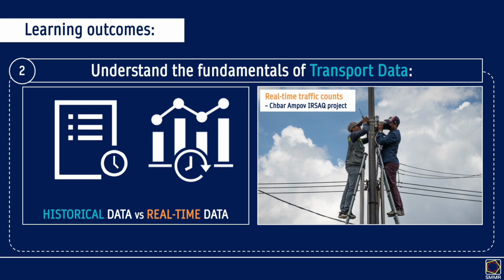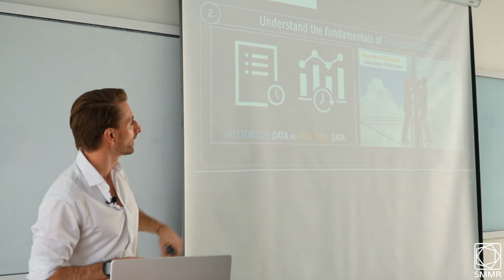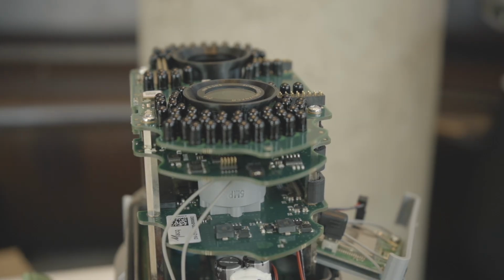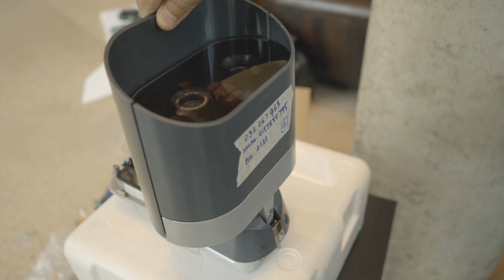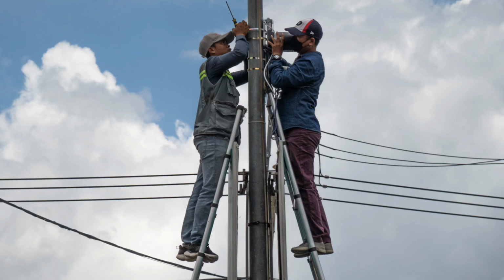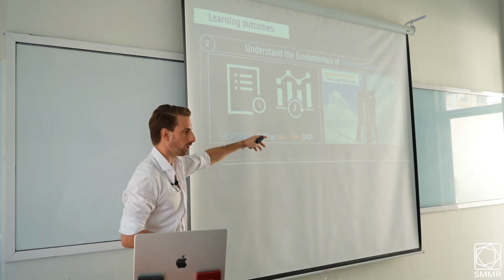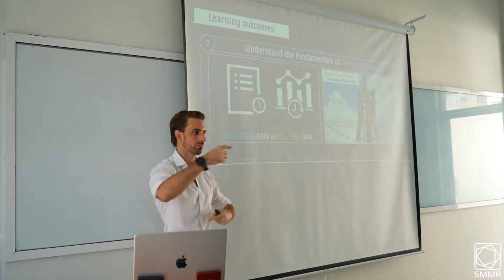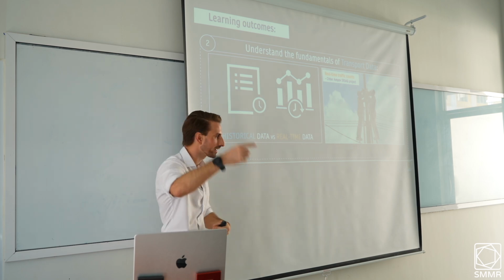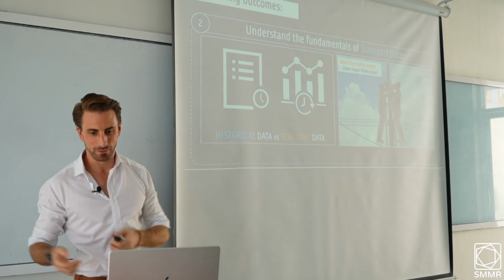The other kind of data is real time. As part of our project, we are installing cameras in Chbarampov. These are smart cameras that can count vehicles, and we get that information through a server on a computer in real time. So our traffic counts are coming in instantly. It's constantly updating. We call this updating on a rolling horizon. That's real time. Historical is data from the past.